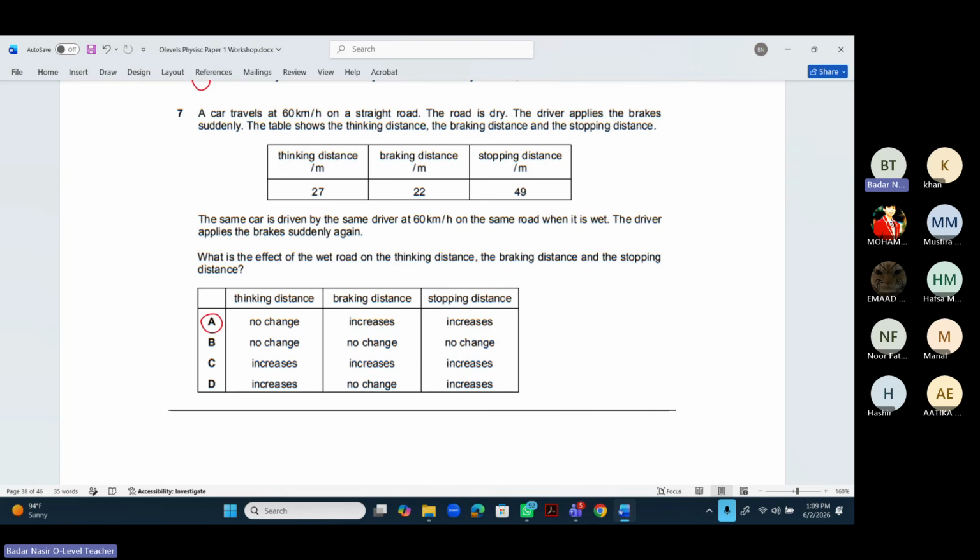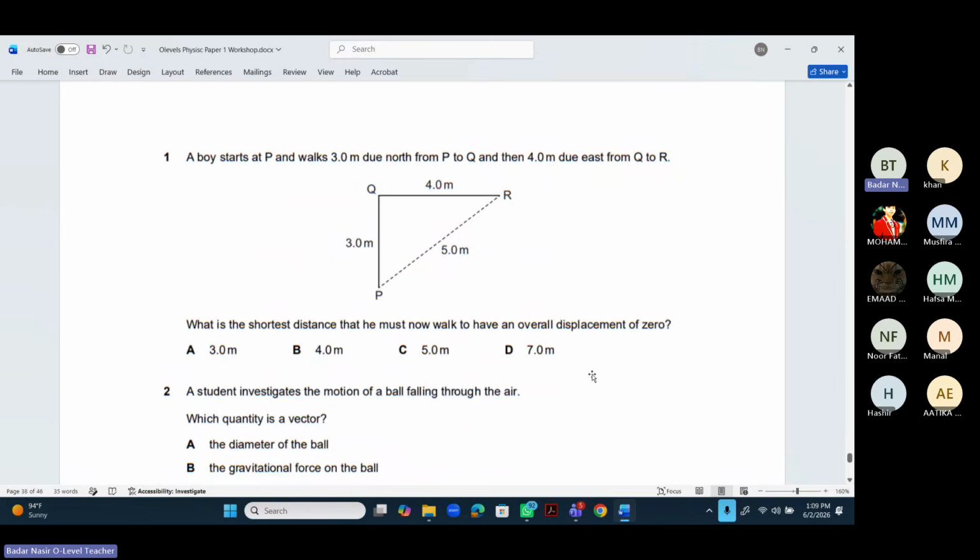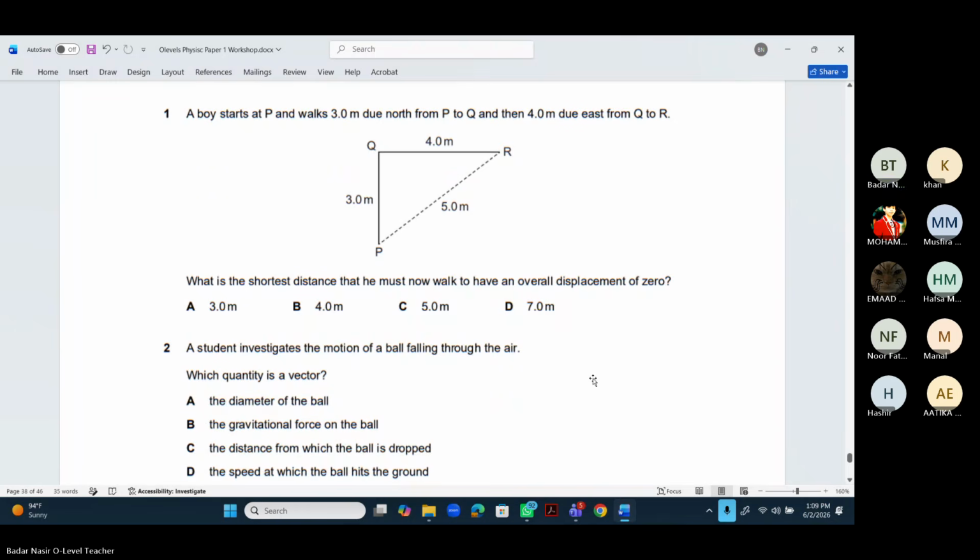So no change in thinking distance, but the braking distance and the stopping distance will both increase. And then we have a few more questions left.